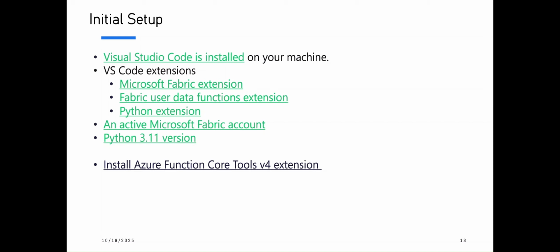For the initial setup, you need to install Visual Studio Code and some extensions like the Microsoft Fabric extension, the Fabric user data functions extension, and the Python extension. Obviously you need an active Microsoft Fabric account to deploy them, and the suggested Python version is 3.11. You can create them even in the latest versions like 3.13 and 3.12, but the suggested version is 3.11. So if you come across an issue, you should use 3.11.